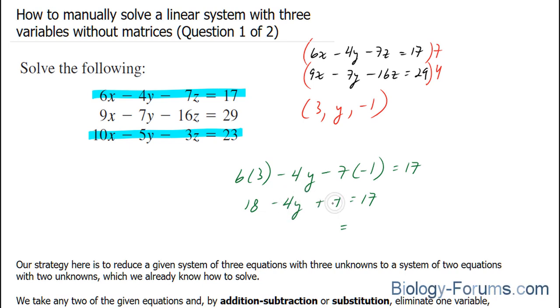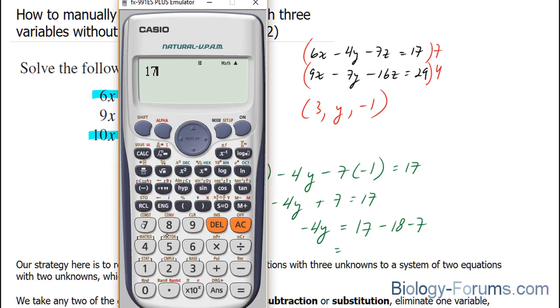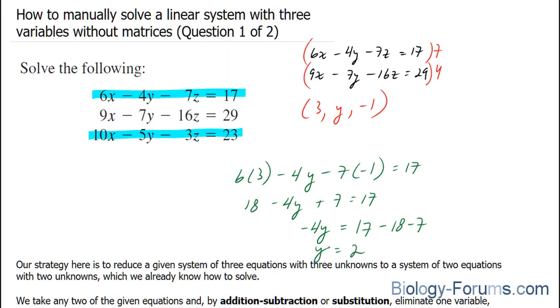We're going to isolate for this middle term by bringing this term and this term over. 17 minus 18 minus 7 equals negative 4y, and we end up with the following. 17 minus 18 minus 7 divided by negative 4 to isolate for that y, and we end up with 2. Therefore, the answer to this linear system of 3 variables is 3, 2, and negative 1.